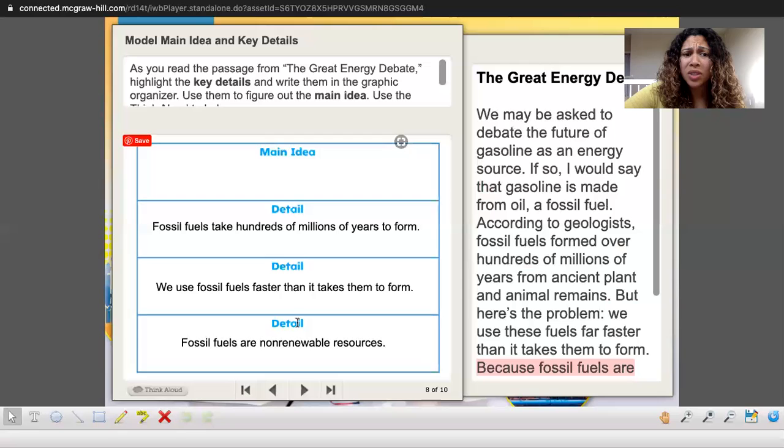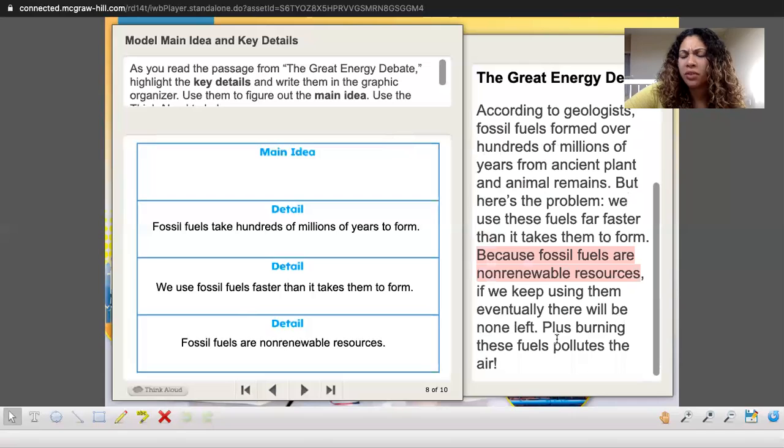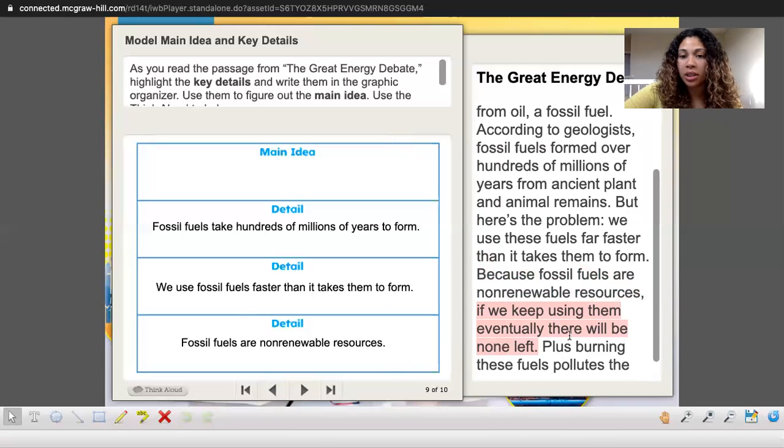So I look at these three details about my fossil fuels. I see that they take forever to make. I see that we are using them way faster than it takes them to form. And that once I use them, they're gone, right? And of course, you might find other details, like this would also have been a good detail: if we keep using them, eventually there will be none left, right? That's something that we can infer, make an educated guess about just by looking at those three details that we have.